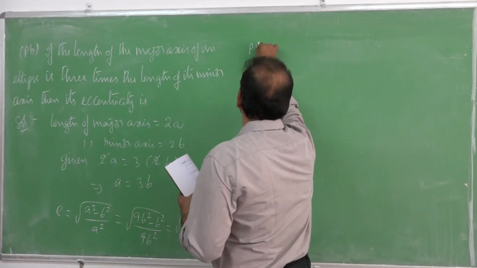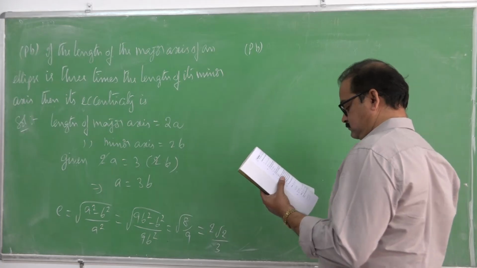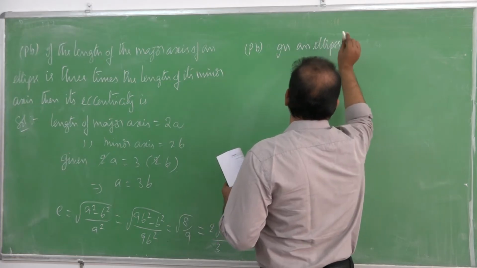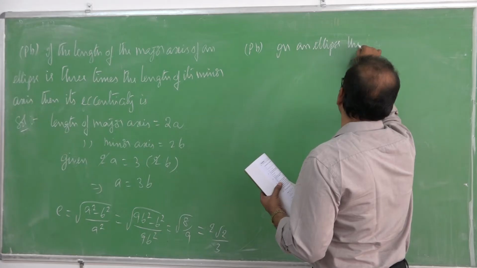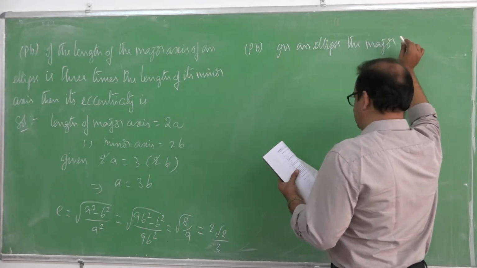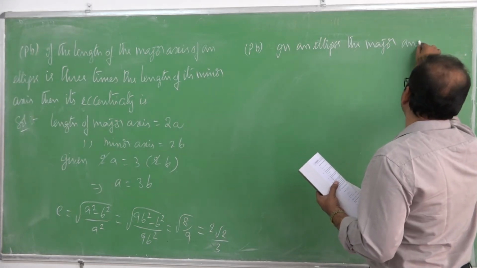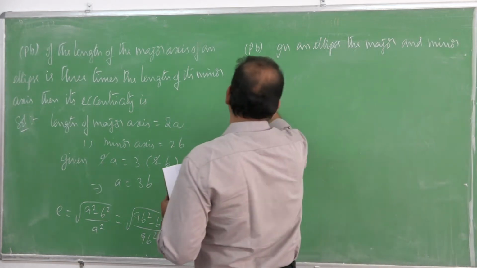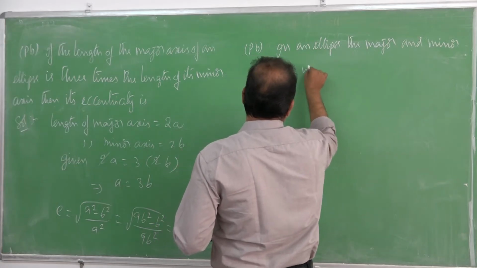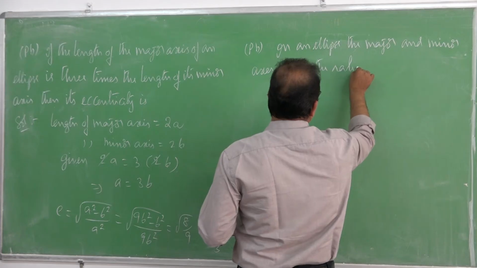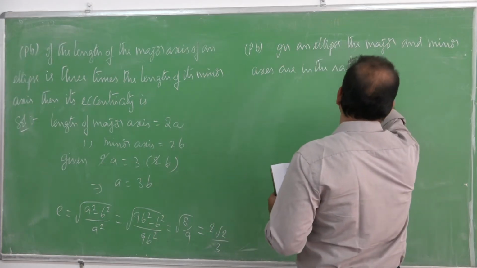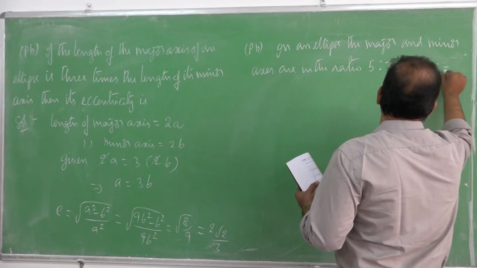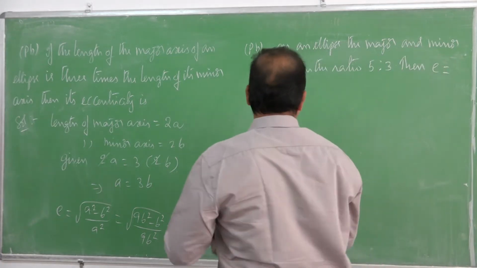Next. In an ellipse, the major and minor axes are in the ratio 5:3, then eccentricity e is equal to, find eccentricity.